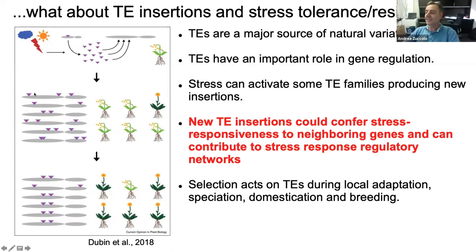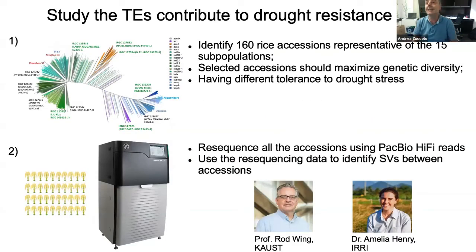We have a stress that triggers TE activity, these purple triangles, in this population of plants. And one of the possible insertional patterns actually leads to some tolerance, resistance, in this plant. And then the selection quite likely will positively select for this plant, and this pattern of insertion will be fixed across the population. Now we want to study that in an interesting system dealing with an important issue.